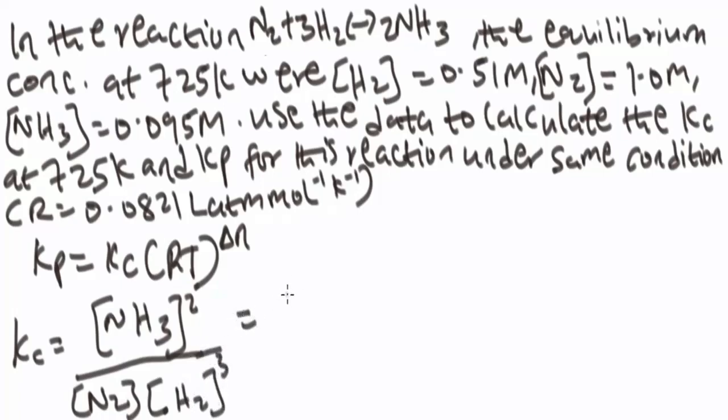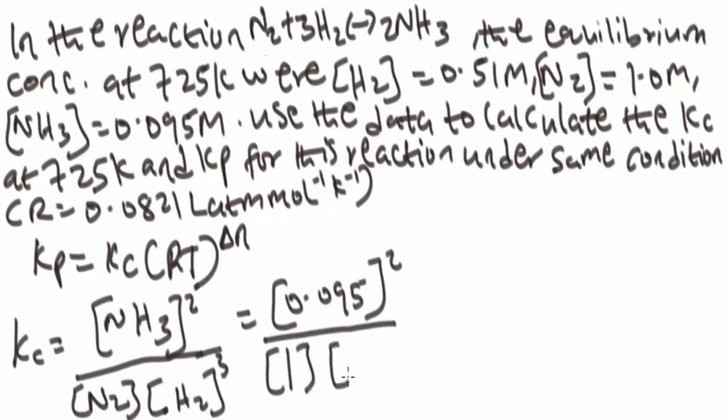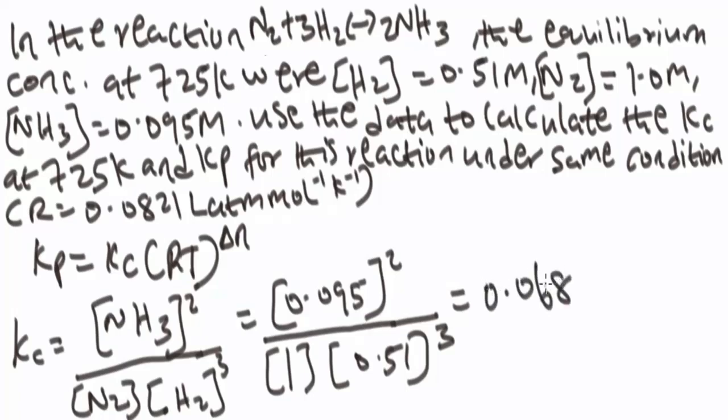Alright, so when you put the values, we have our ammonia to be 0.095 raised to the power 2 over the nitrogen. We have the nitrogen to be 1, and the hydrogen to be 0.51, with the coefficient value being 3. So when you simplify this with your calculator, you're going to have 0.068 if you're leaving it in 3 decimal places. Remember, it doesn't have a unit.